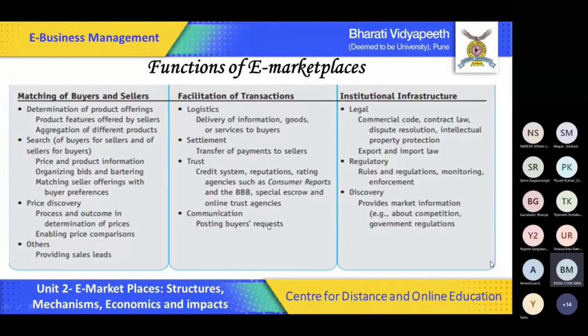Then facilitation of transactions, so logistics. They will provide you logistics, and distribution plays an important role.